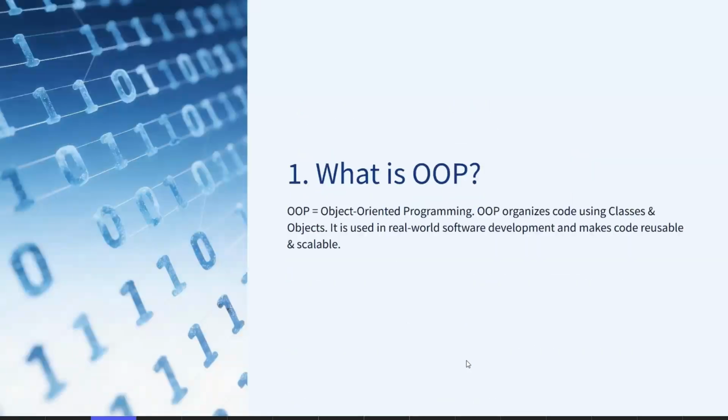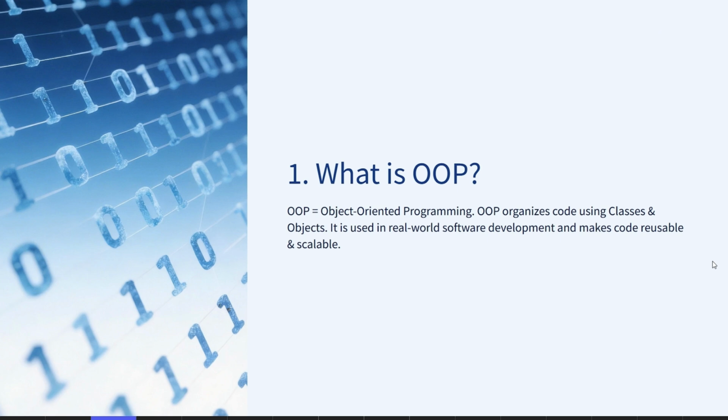So let's start simple. The big question: what actually is OOP? It stands for object oriented programming. Up until now, you might have been writing code that reads like a recipe: step 1, step 2, step 3. That's procedural. OOP is different. It organizes code into classes and objects. Think of it as modeling real world things in your code. It makes your software reusable and scalable.